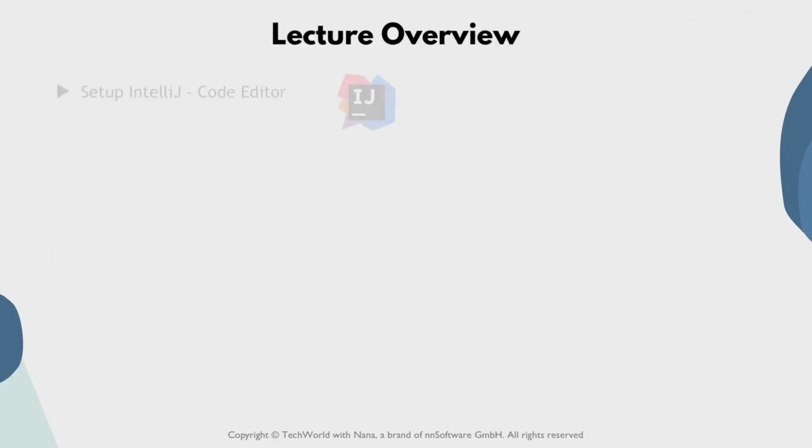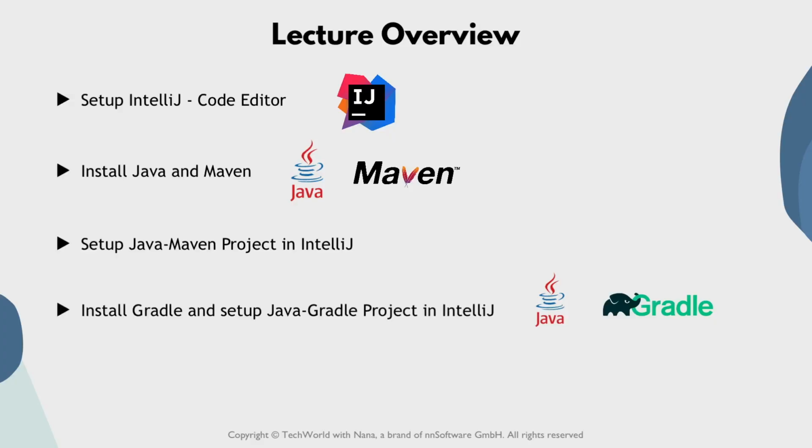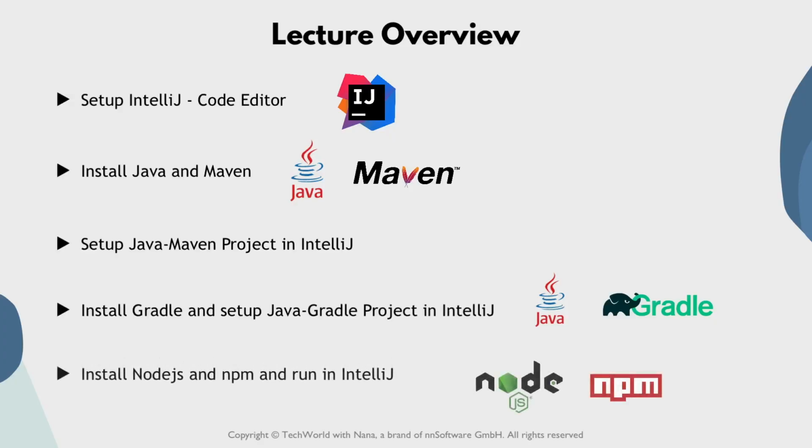So first of all, we're going to set up IntelliJ IDE, Integrated Development Environment. So this is going to be your code editor. This is going to be a place where you open all your projects and also run commands. Once we have set up IntelliJ, we're going to install Java, Maven, and see how to open a Java Maven project in IntelliJ and how to run it. And after that, we're going to set up a Java Gradle project in IntelliJ. And finally, we're going to install Node.js and NPM on a Windows machine.